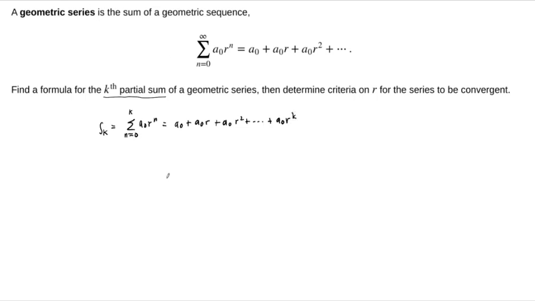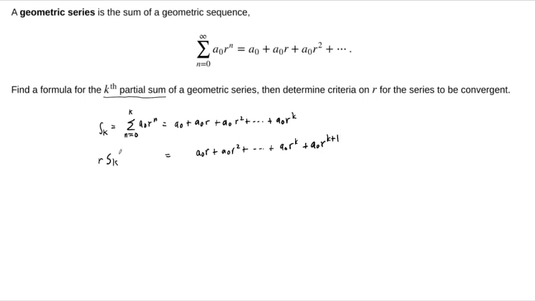So this is a formula for s_k. If we multiply this formula for s_k by r, then r times s_k is equal to a0 times r, since multiplying just shifts the power by 1. So a0 times r plus a0 times r squared plus all the way up to a0 times r to the power k. But then there's one more: a0 times r to the power k plus 1.